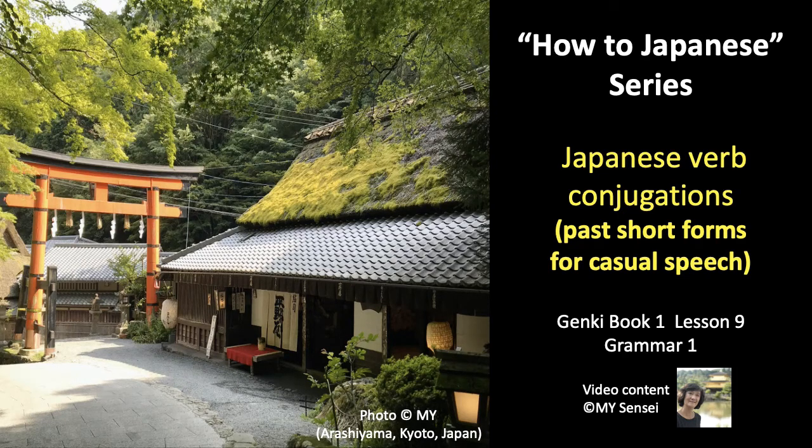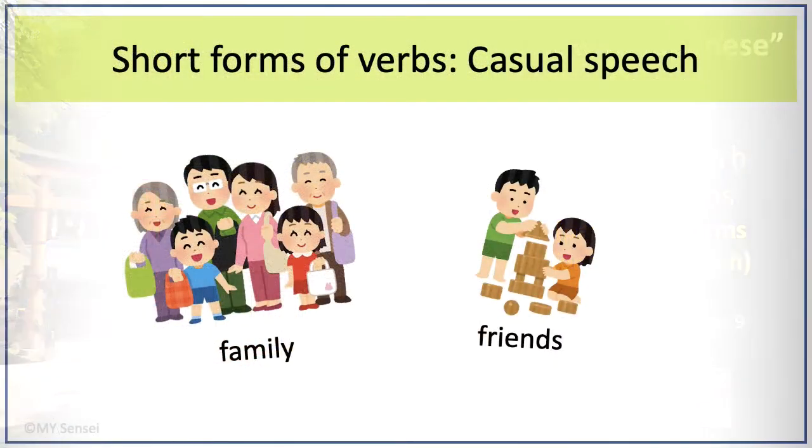Konnichiwa. In this video, you will learn how to conjugate Japanese verbs in their past forms for casual speech. Short forms of verbs are used among family members and friends in casual speech.